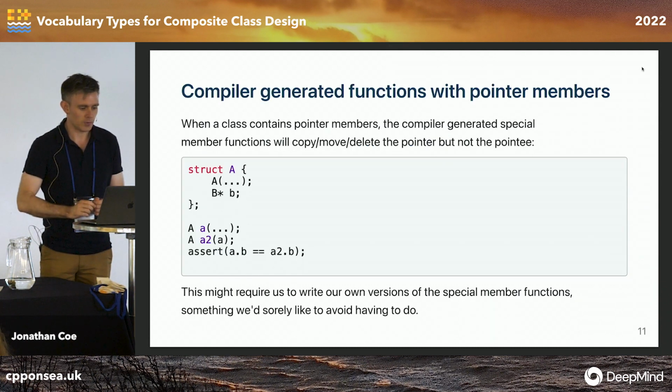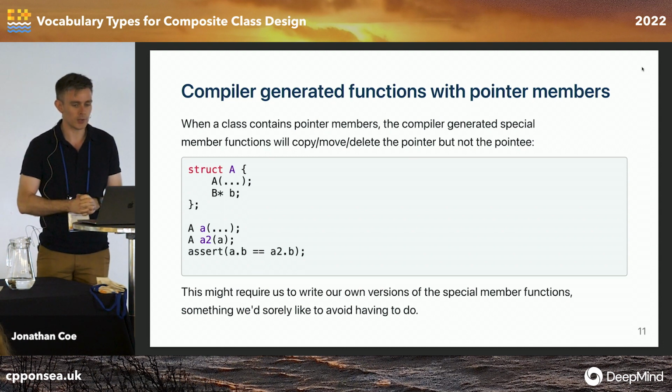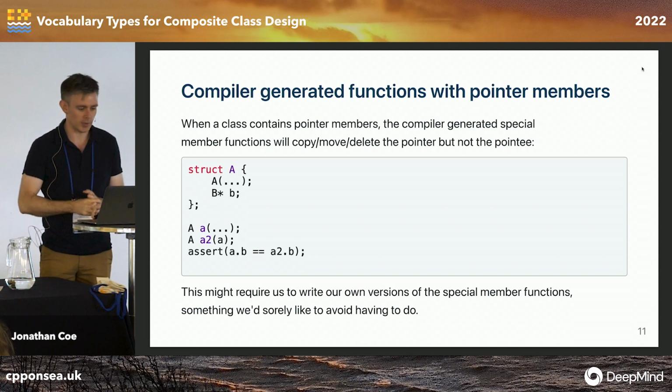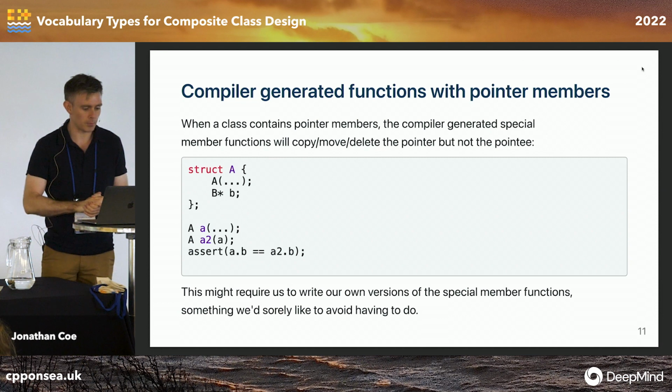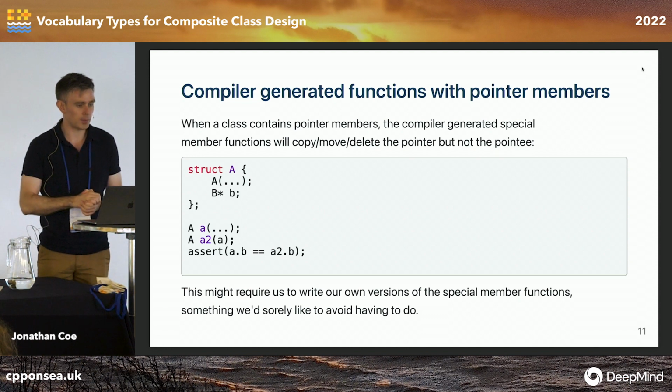So C++ and C and other things have pointers. So when a class contains pointer members, the compiler-generated special member functions will copy or move or delete the pointer but not the pointee. So we'll have a struct here with a single pointer member, a pointer to a B object, and we'll create a copy of that struct. And then the compiler will happily go away and synthesize the copy constructor for us.